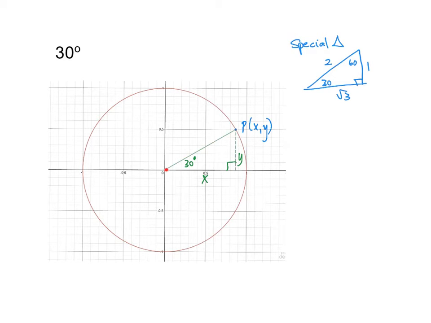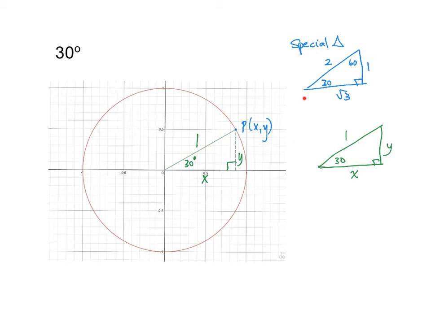We know the value of this terminal arm because it extends from the center of the circle to the circumference of the circle. That's the radius. And we already know that the radius of this circle is 1. So that arm is 1. We can use our knowledge of the special 30, 60, 90 triangle to help us determine x and y in our green triangle.